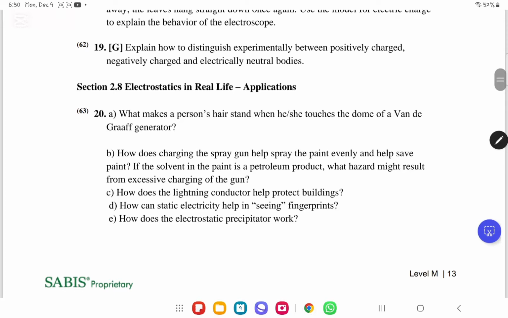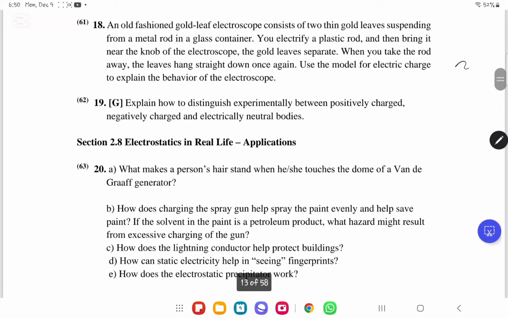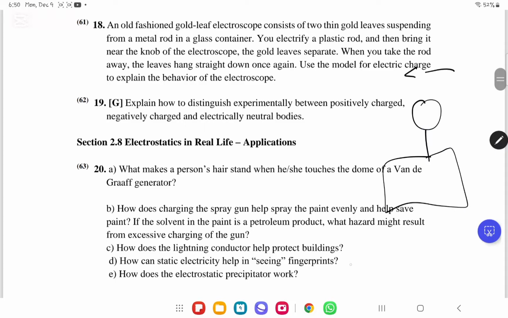Okay, so how we're going to do this is we're going to use the experiment that is in number 18, the gold leaf thing. So I'm just going to draw a diagram. We have the golden leaves over here. Originally they are neutral, so they are falling down. So what we're going to do is bring an object. We don't know if this is positive, negative, or neutral. If it is neutral, and let's say we have negative charges here, positive, negative, etc. So it's neutral. You bring next to it a neutral, nothing is going to happen. So if nothing happens, that means it is a neutral object.